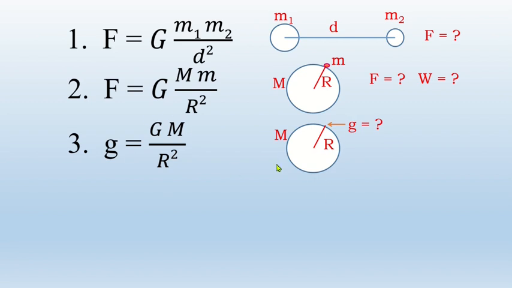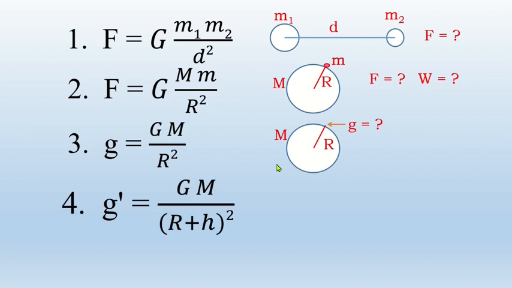This is the third equation. Okay, let's have the fourth one: g dash equal to G M by (R plus h) whole square. This equation is also used to calculate the acceleration due to gravity, not on the surface of the Earth, but at a certain height. Let's say this is the mass of the Earth and this is the radius of the Earth, and we are going to calculate the acceleration produced on a body at this height. This height is denoted by h, and the acceleration at this height can be considered as g dash. We can use this equation to get g dash at this height.